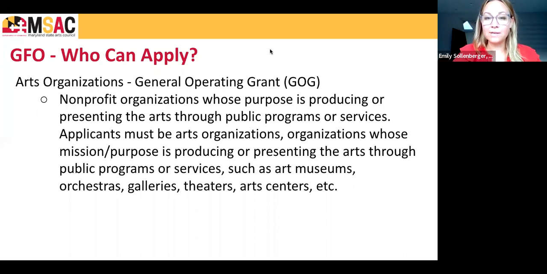These are nonprofit organizations whose purpose is producing or presenting the arts through public programs or services. Applicants must be arts organizations or organizations whose mission's purpose is producing or presenting the arts through public programs or services, such as arts museums, orchestras, galleries, theaters, art centers, etc. So these are the folks that have arts within their mission, essentially.